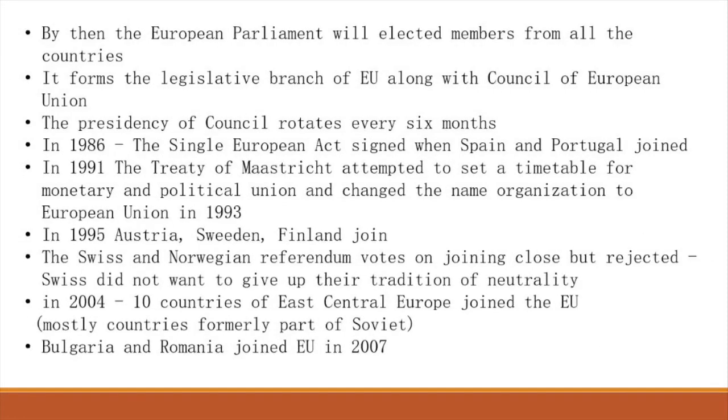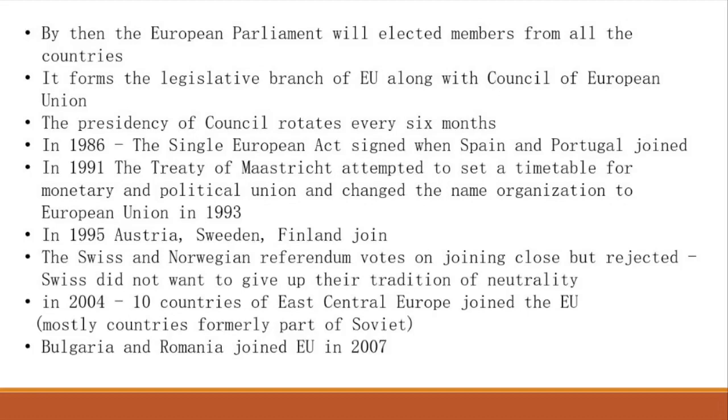By then, the European Parliament, with elected members from all these countries, was created and located in Strasbourg, France. It forms the legislative branch of the EU along with the Council of the European Union, also known as the Council of Ministers. The President of the Council of Ministers rotates every 6 months among representatives from each of the EU's member countries, and other EU organs are headquartered in countries such as Luxembourg.